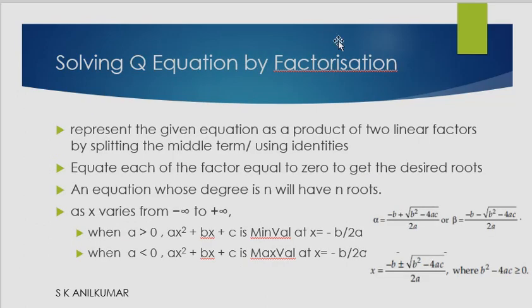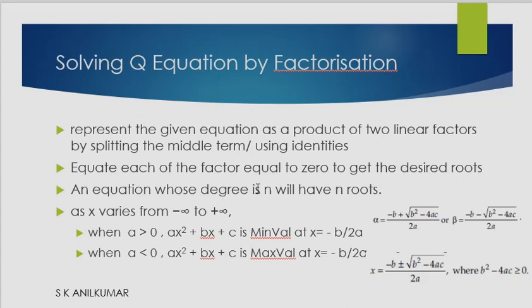What is factorization? We represent the equation as a product of two linear factors. What is linear? Instead of ax square plus bx plus c, if you have only bx plus c, it is a linear factor. So if the equation can be expressed as a product of two linear factors, like bx plus c and qx plus r, it is factorization. Then we equate each of the factors to 0 to get the desired roots.